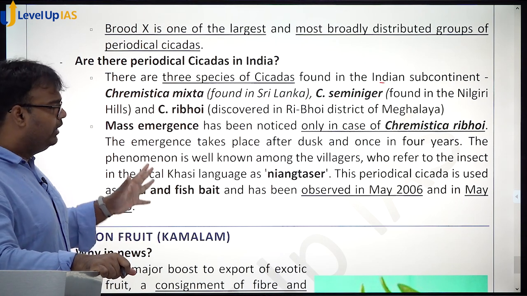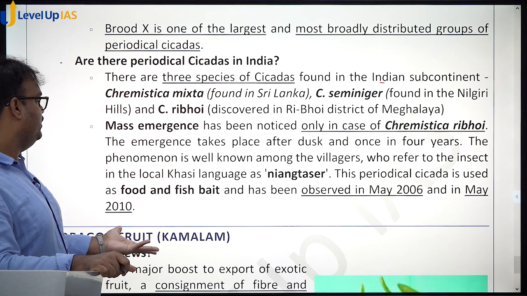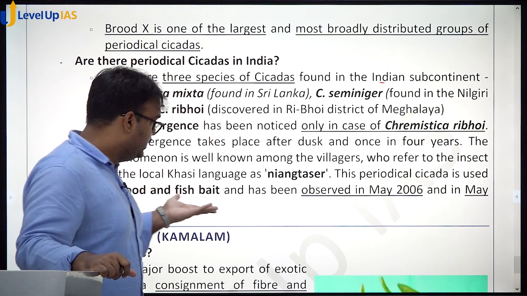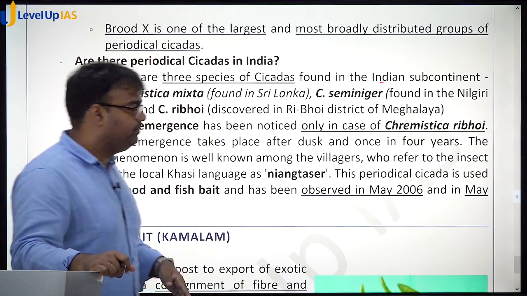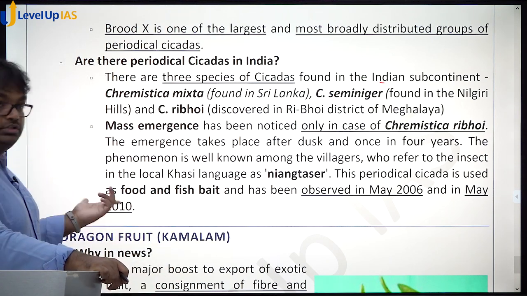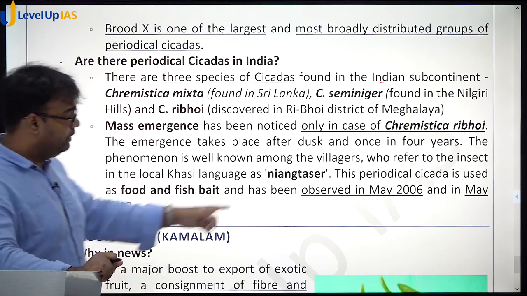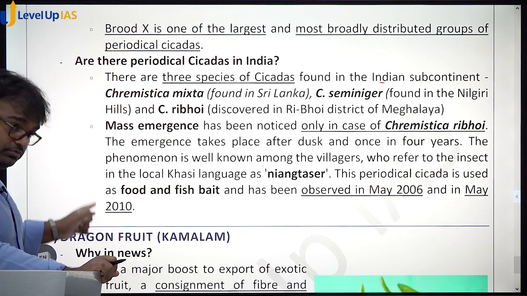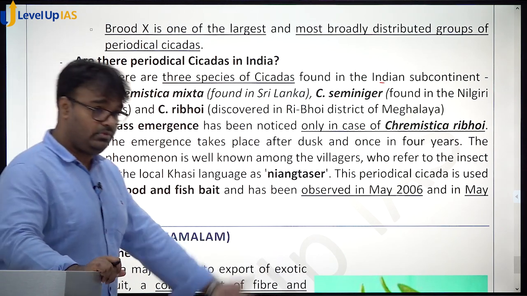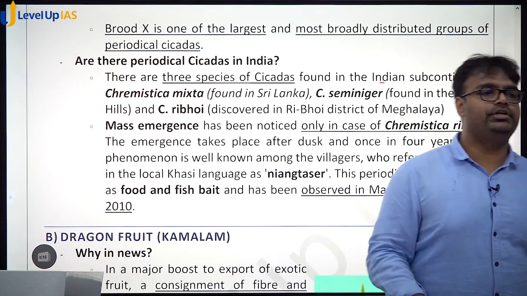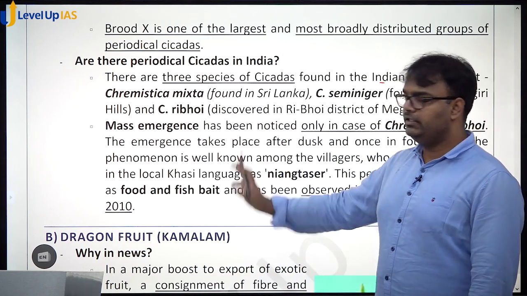This is a known phenomenon among the villagers here, who call this insect nyangster. Now these cicadas, they use as food, and they also use as fish bait. It was observed in May 2006, in May 2010, in May 2014 and so on. Those periodical cicadas found in India, one of them takes 4 years.